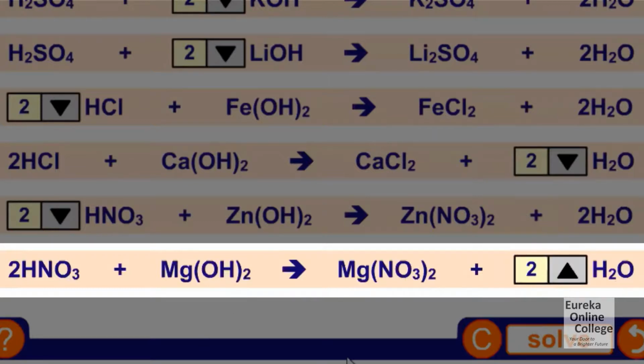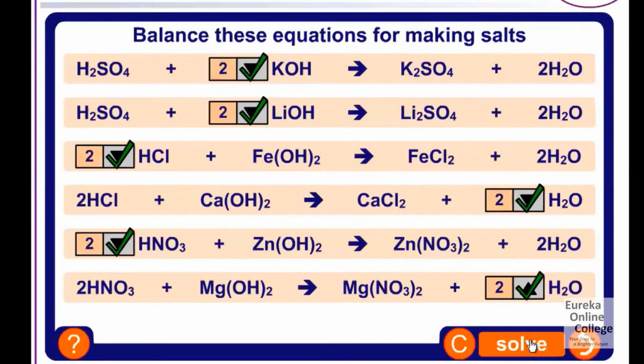Okay, and we can just go back and double check now. So I've got 4 lots of hydrogen on this side, which is absolutely perfect because I've got 2 lots of hydrogen here plus 2 here, which makes 4. And then I've got 2 lots of O's matching this 2 lots of O's. So we are all sorted.